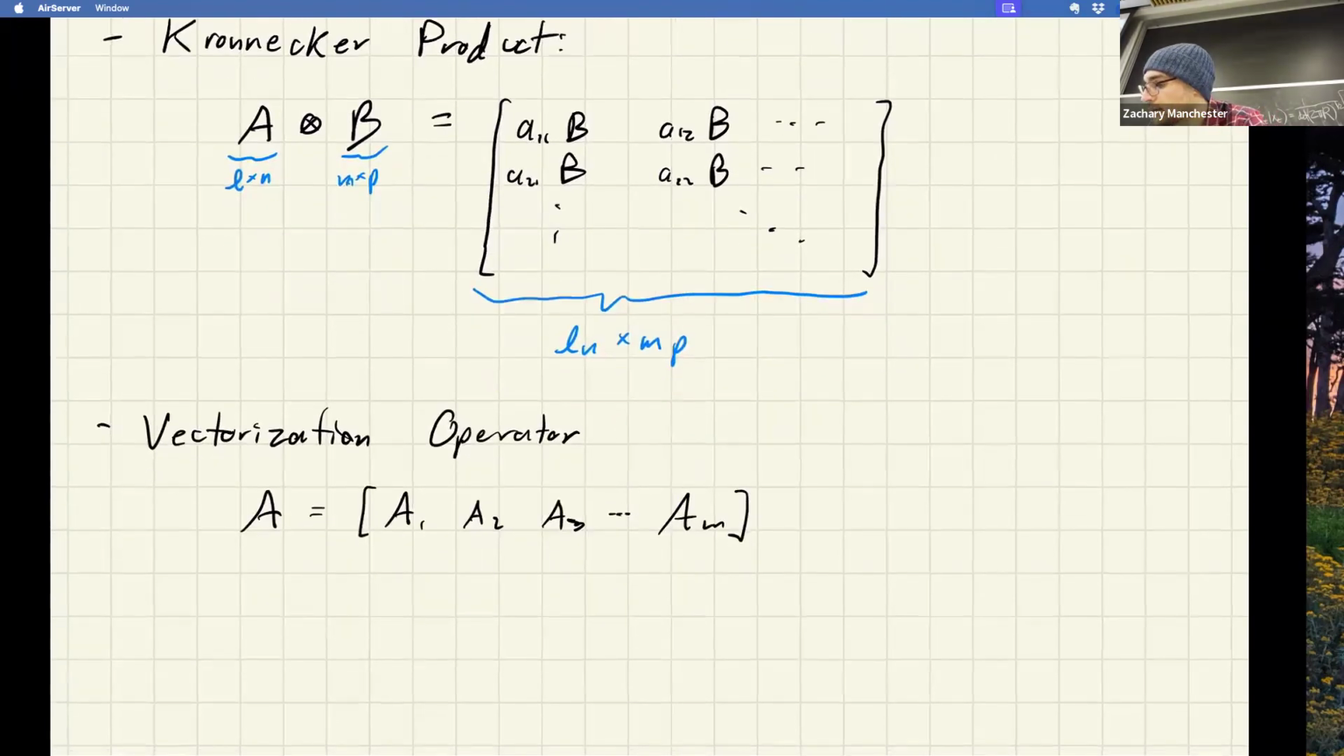Could the big matrix not be LM times NP? Ln, let me think about this. I mean, it's the L rows of A. Yes, you're right. Thank you.